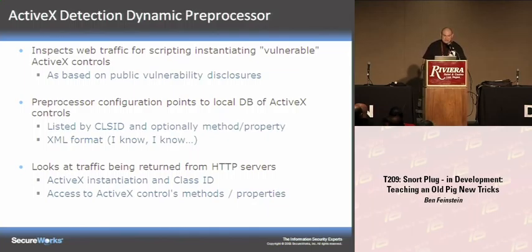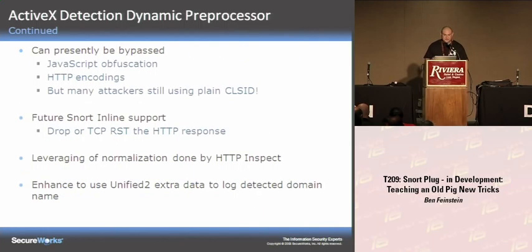And it basically just looks at the traffic, the responses coming off the web servers, looks for ActiveX instantiation, looks for the class ID and a PCRE, and basically if you've defined methods and properties in the database, it'll also look for is that scripting using those vulnerable methods or properties.